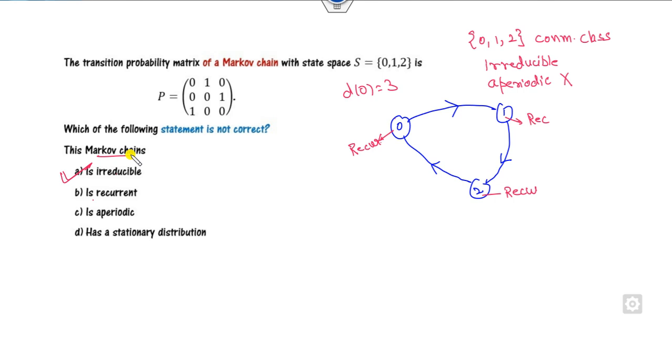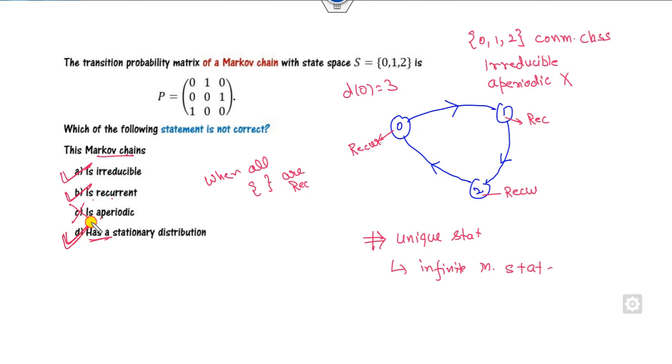Is it recurrent? A Markov chain is recurrent when all the states are recurrent. And yes, all the states are recurrent, so it is recurrent. Is it aperiodic? No. Has a stationary distribution? If it is irreducible but not aperiodic, it means it does not have a unique stationary probability. What is the meaning of that? It has infinitely many stationary distributions. So it has a stationary distribution, yes. Although it has infinitely many, it has a stationary distribution. So the right answers are A, B, and D for this example.